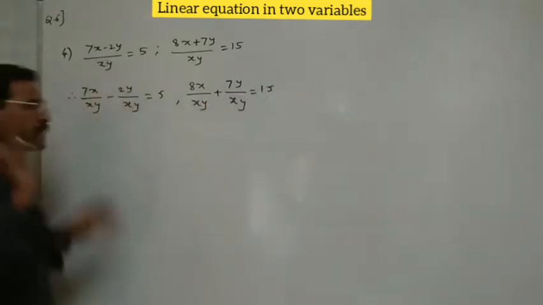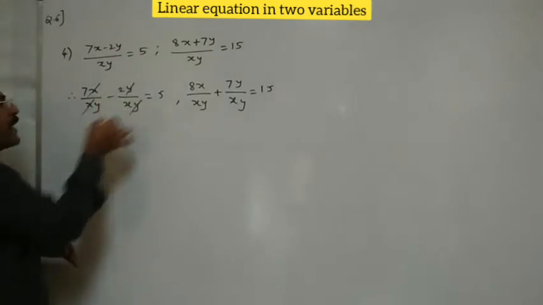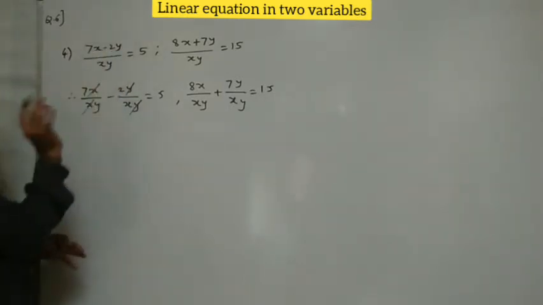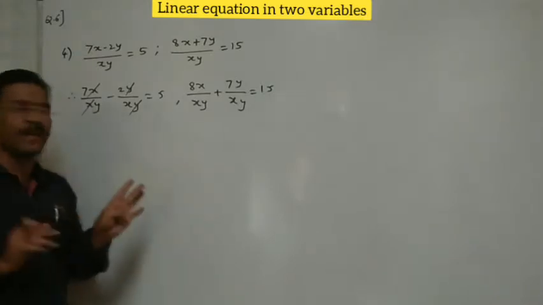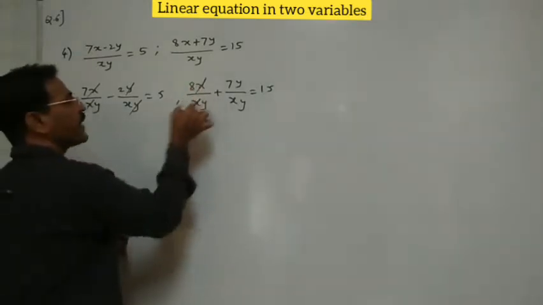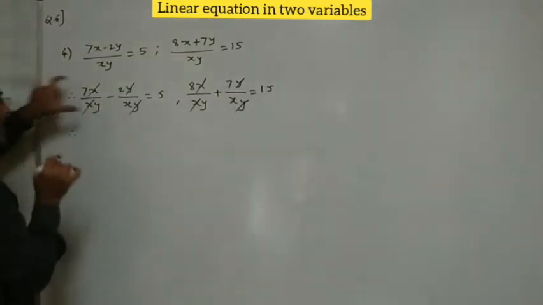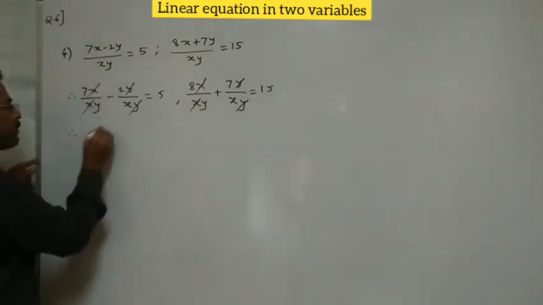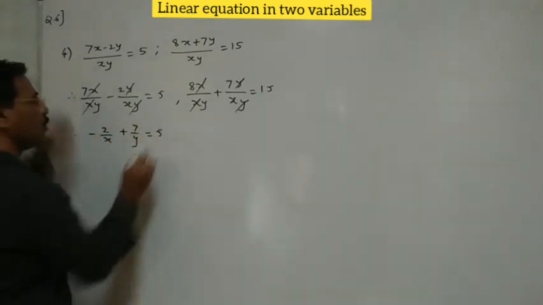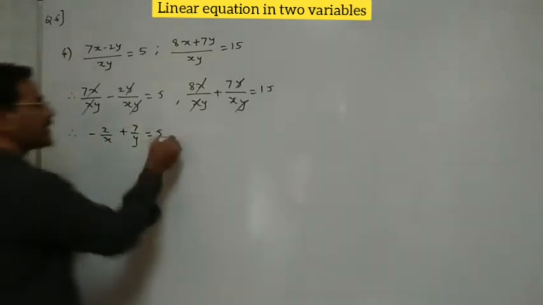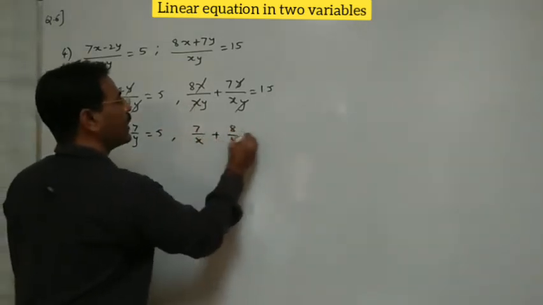Is it correct? See, first the x term gets cancelled, and this y term gets cancelled. Here we cannot cancel. Why? This xy is for both. We make it separate, now you can cancel. Here also the xy term cancels. Here y cancels. Now look how it is. I'll write the x term first. That is minus 2 upon x plus 7 upon y is equal to 5. Is it correct? This side also: 7 upon x plus 8 upon y is equal to 15.